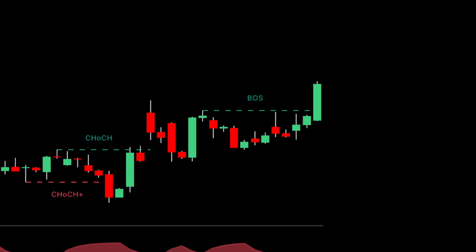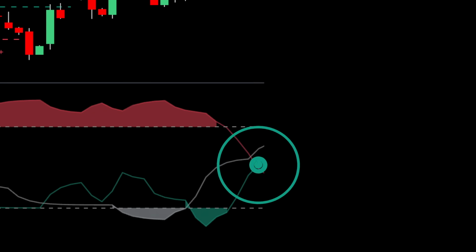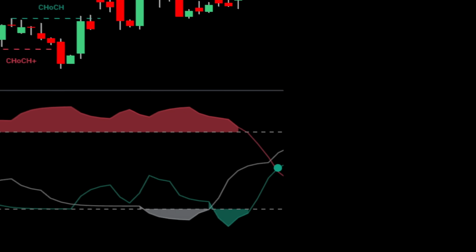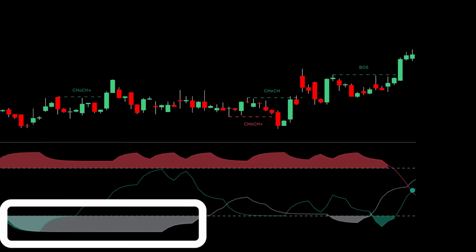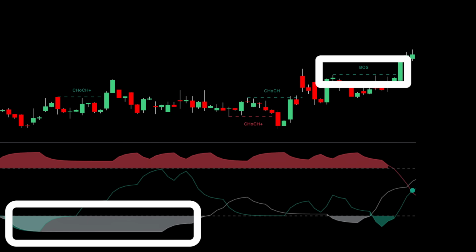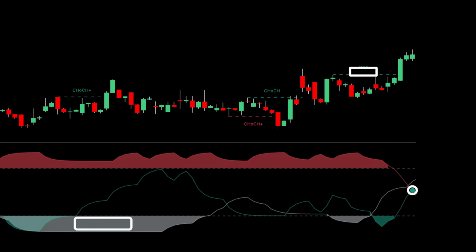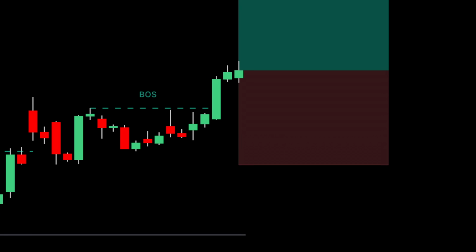That's a strong confluence. And for our final layer of confirmation, we wait for a momentum handoff from the oscillator, marked by a green dot, signaling buyers taking control. With these three confirmations aligned, compression, structural breakout, and a momentum shift, we now have a high-quality setup. At this point, we can confidently enter the trade, set our stop just below the recent swing low, and aim for a 1 to 3 risk-to-reward target.